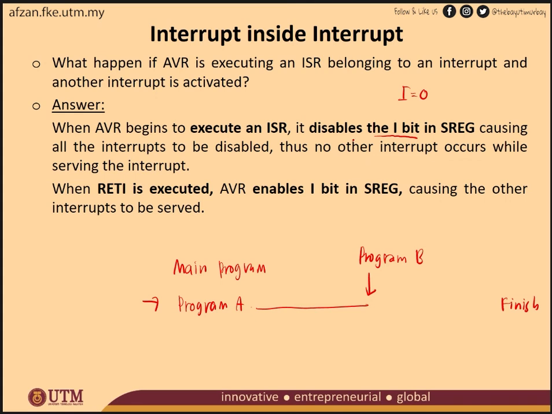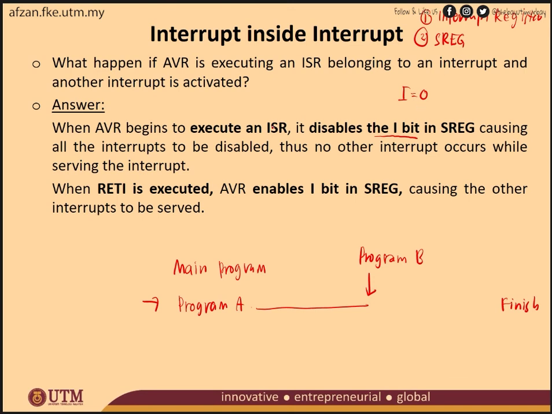Okay, remember, in order to use the interrupt, you need to enable your interrupt. There are two locations to enable your interrupt. One is your interrupt register, and the second one is at your status register. If you enable at your interrupt register, but your status register is disabled, what happens? You cannot execute your interrupt. Similar to this one.